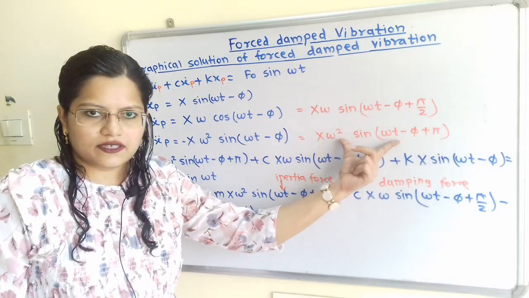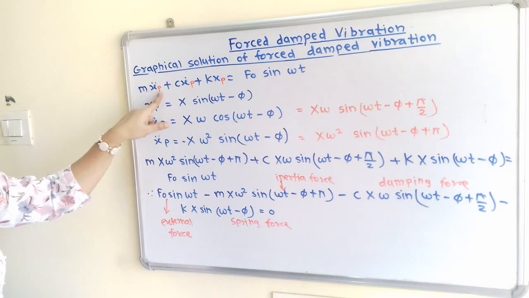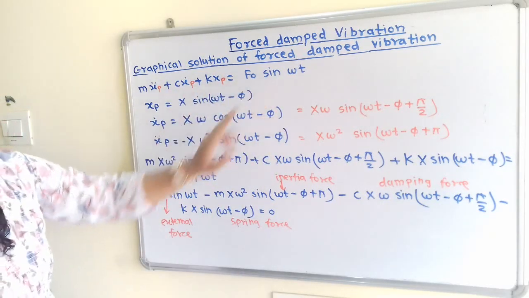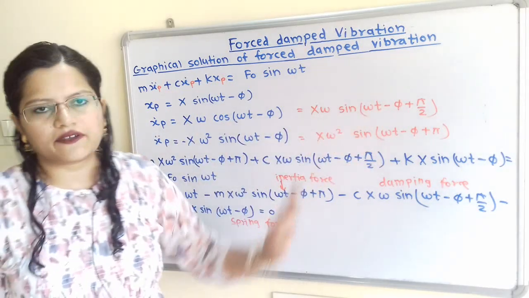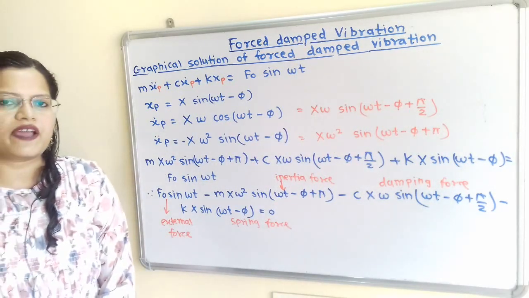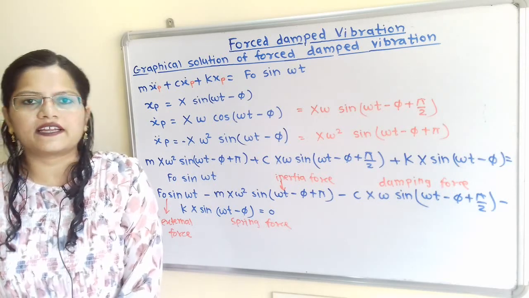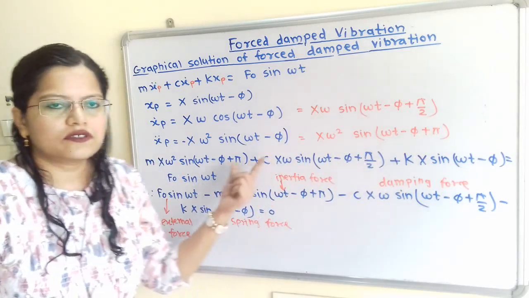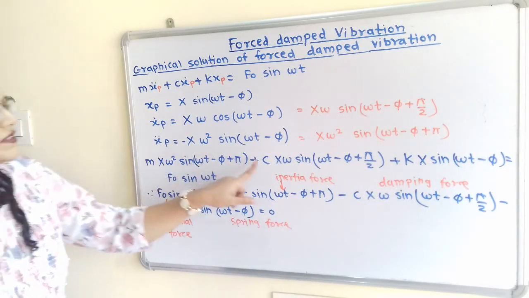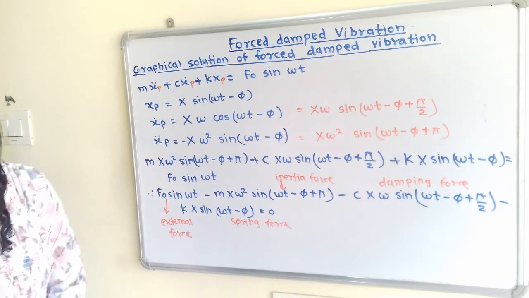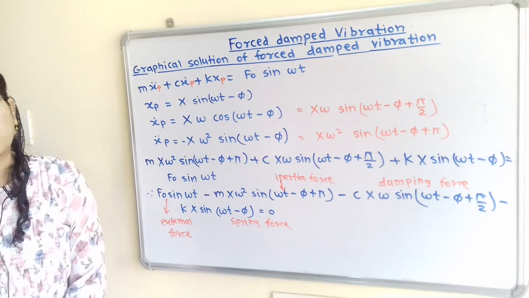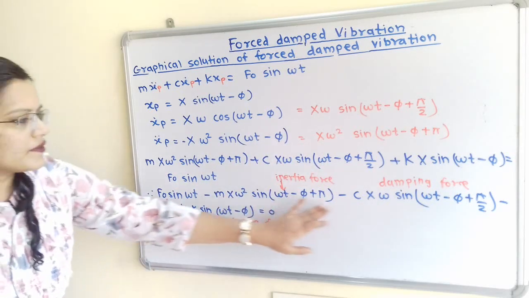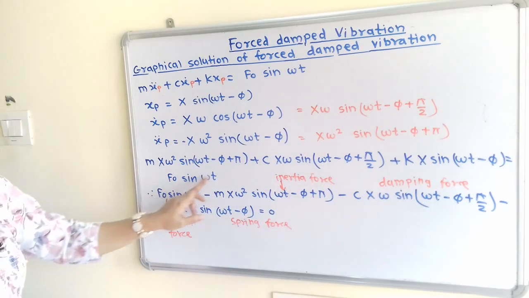Here this term we have to put instead of x double dot p. So when we put all these terms here, we will get this equation. Now we have to simplify again. We have to take the right hand side as 0. So I will transfer all these terms, that is the m term, c term and k term, to the right hand side. When we take all these terms to the right hand side, they will become negative. So this equation will become Fo sin omega t.